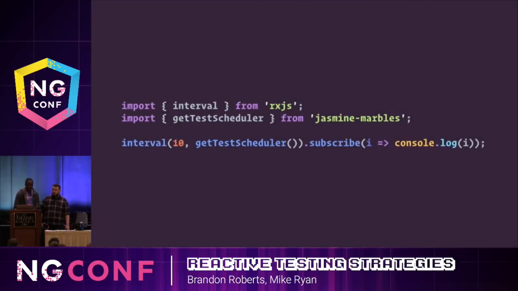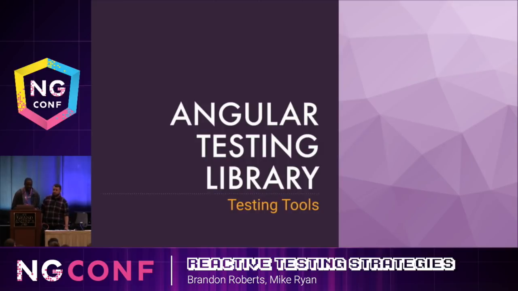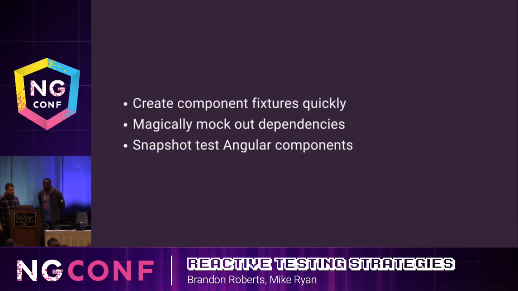So next, we're going to talk about a library that we have used for a while, but we previously open sourced. And that's the Angular testing library. The Angular testing library is the last tool we're going to talk about before we start getting into tests. And it gives you three things. It allows you to create component fixtures very quickly.